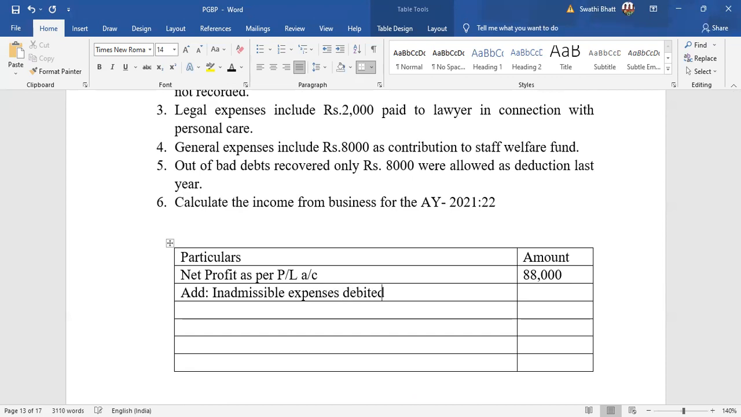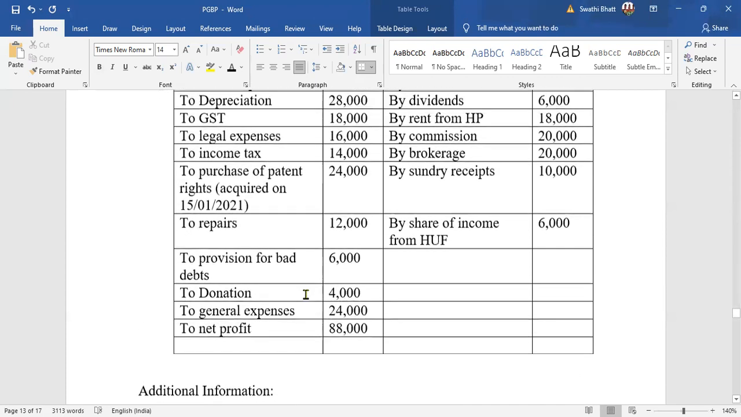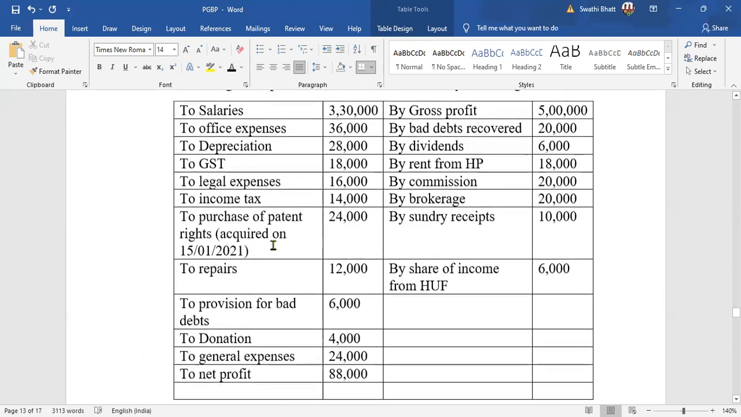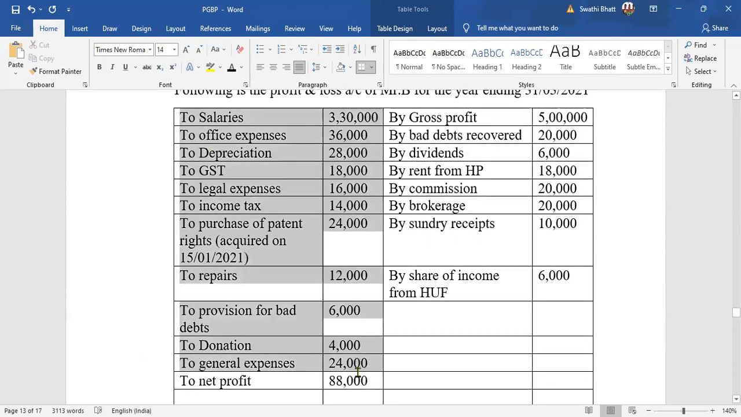debited to P&L account, which means that if you look at the debit side of the profit and loss account, you can find there are a lot of expenses which are debited into this P&L account. We will have to check if all these items which are debited to profit and loss account, is it allowed, or in other words, is it admissible or inadmissible according to IT Act.